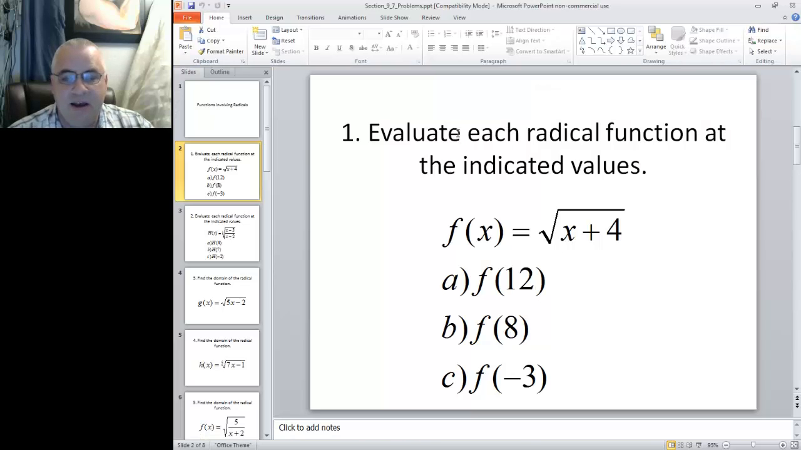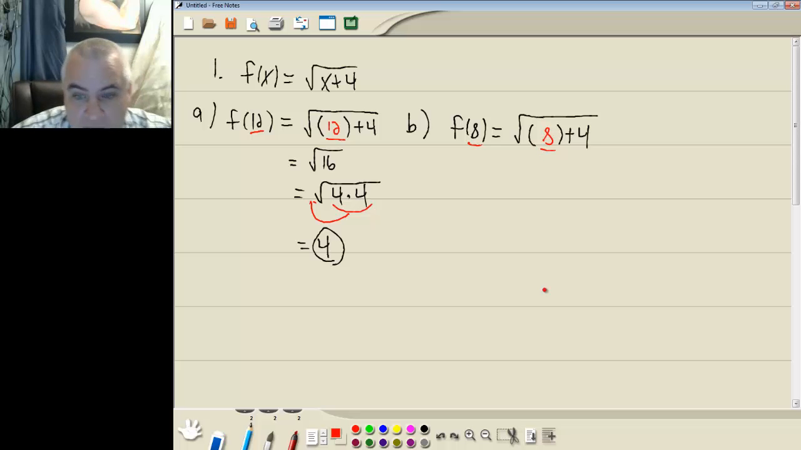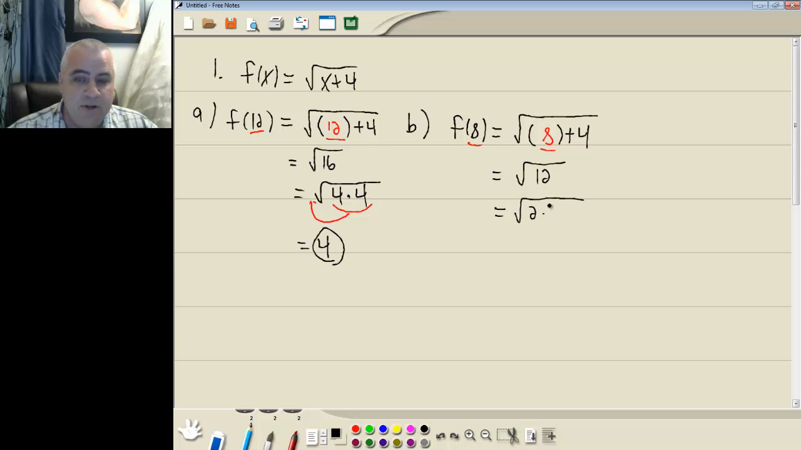Let's look at B. We've got f of 8. Again, we're evaluating this function, so I'm going to go through, and where I have my x, I'll put in parentheses. Everything else remains exactly the same. Whatever's inside the parentheses here is what we're going to put in here. So we'll put an 8 in there. Well, 8 plus 4 is 12. And always you should simplify your radicals. So 12 is 2 times 2 times 3.